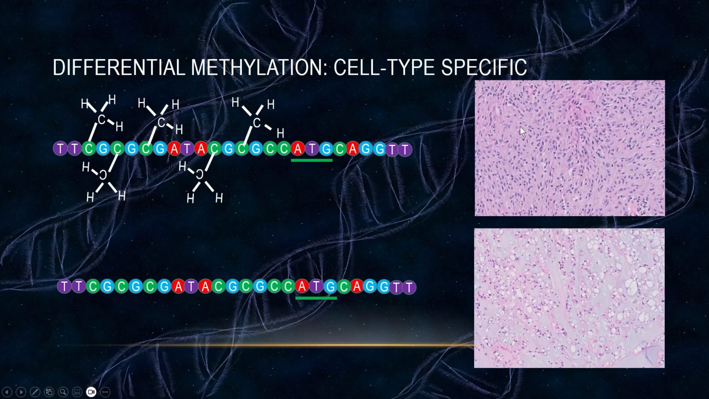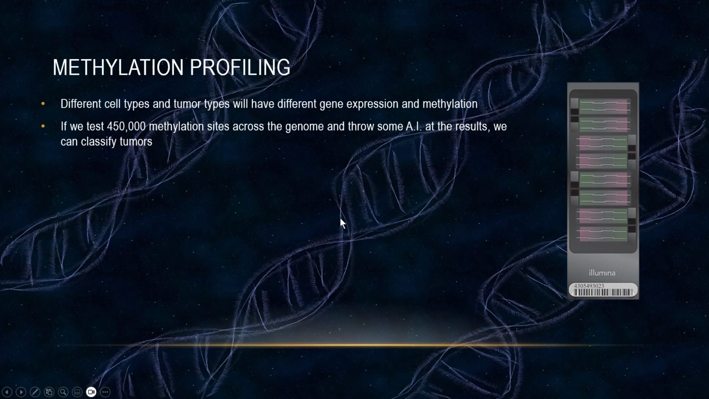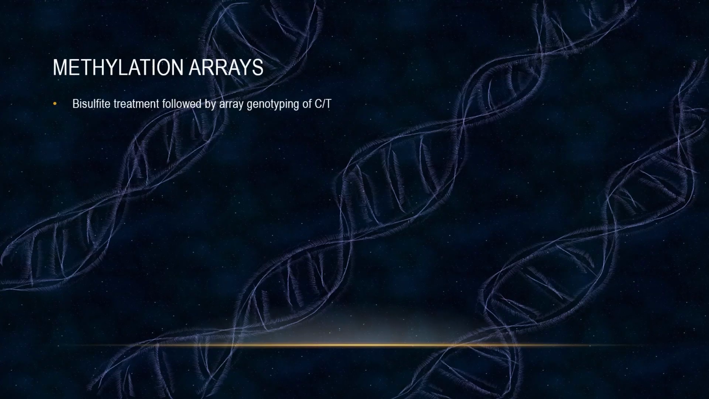So different things are going to have different expression levels. I think this might have been a GIST. We've got to label these. So you might have expression of KIT if this was a chordoma. So you're going to have different expression of different genes based on the cell type of origin and the tumor type. So the idea here is we test a large number of sites, which is 400,000 or 800,000 as these methylation arrays have grown, and then throw some AI at the results, and then classify the tumors, if everything works, obviously.